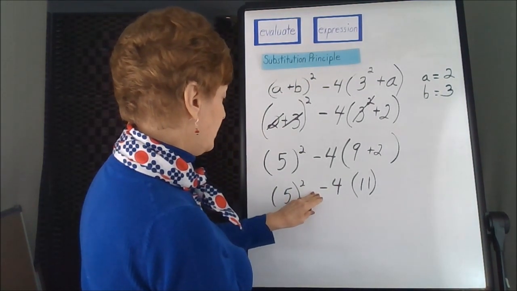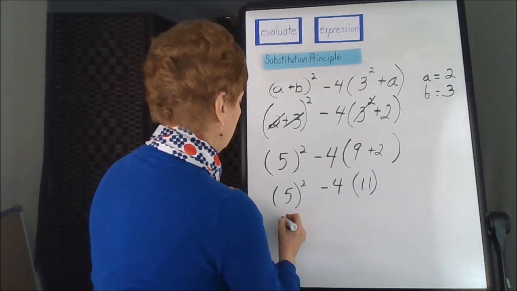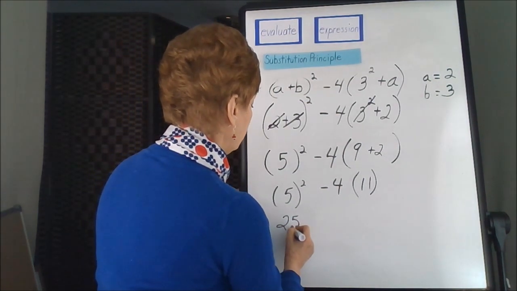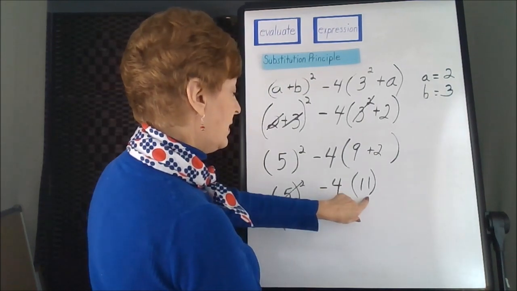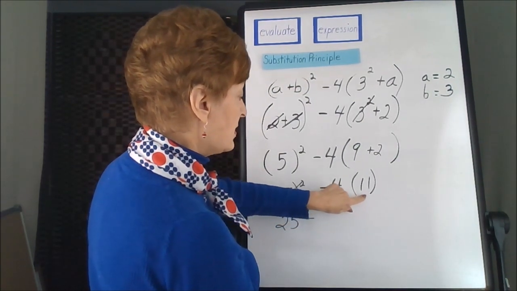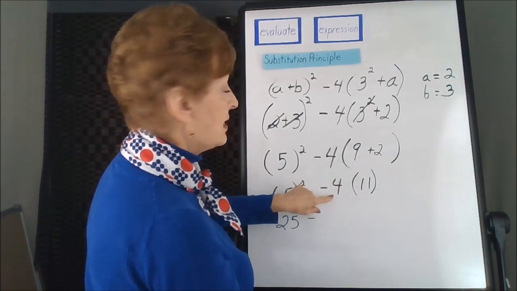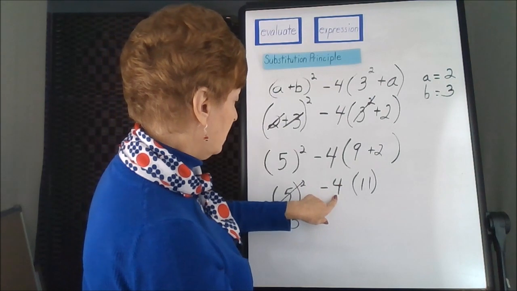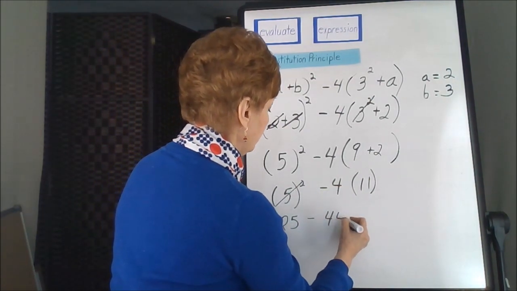Now it shifts over here to the 5 squared. We're going to get 25 out of that, use our powers up, minus. There's a single number inside these parentheses, so that means that this pair of parentheses is actually a multiplication. So 4 times 11 is 44.